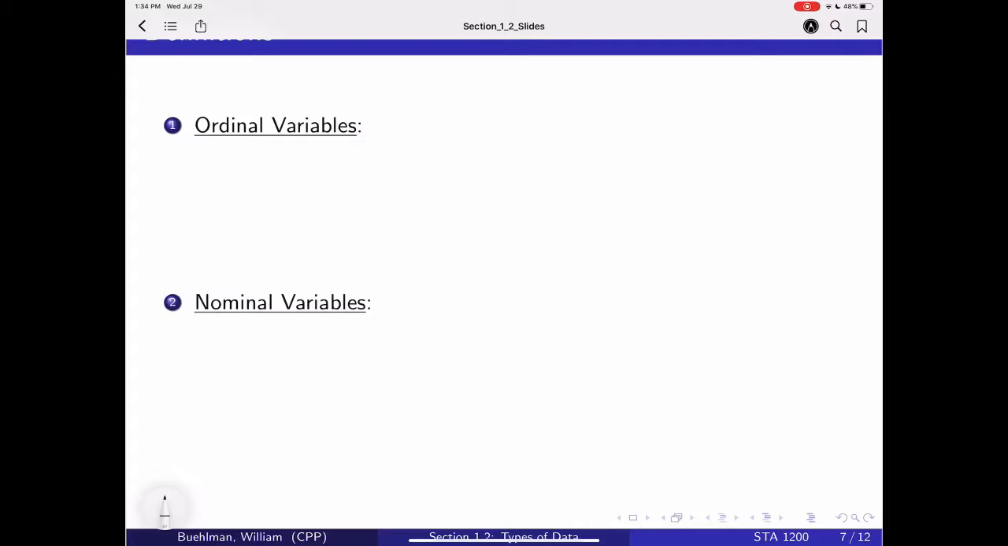Now we're going to go into our next set of definitions, ordinal and nominal variables. Ordinal variables have a natural order. A nominal variable doesn't have a natural order.